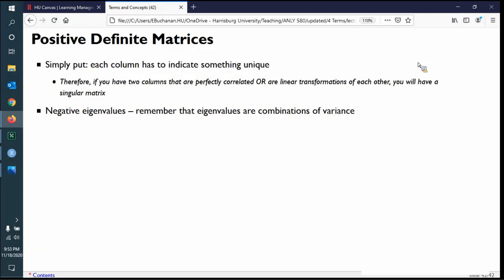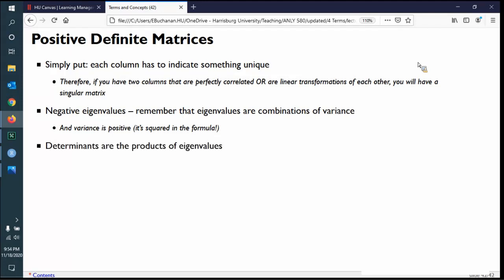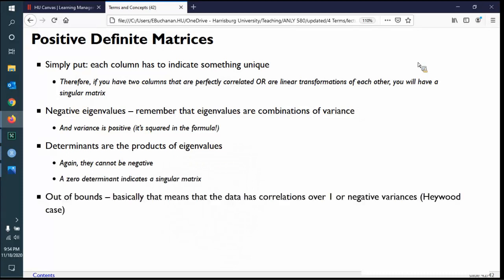Now, eigenvalues are combinations of variance, so they cannot be negative. And that can happen in some sort of rare cases, especially if things are very, very, very uncorrelated. Kind of hard to cluster variance when there is none. Determinants are the product of these eigenvalues. So all of these things are kind of tied mathematically together, but the error could occur at any level. Okay. So these can't be negative. So if we get a negative or a zero determinant, it will throw this error message.